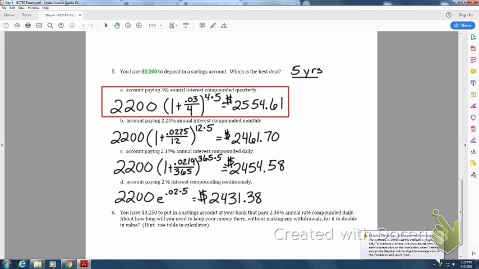Okay, so after doing all those, the first one would be the best option of those four. Okay, so questions on how all these work and what changes whenever you're given different information, all that good stuff.